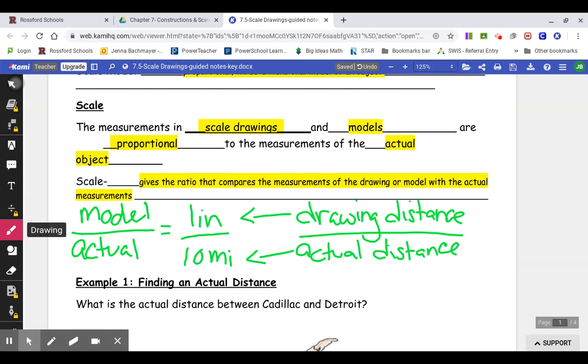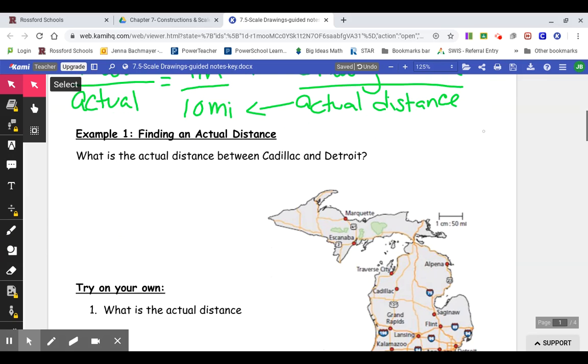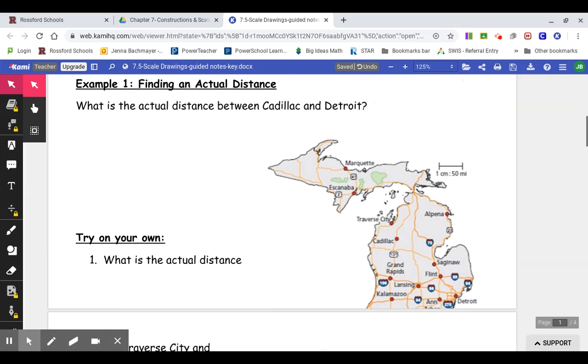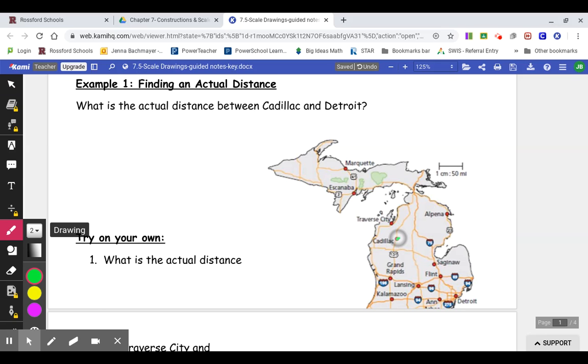Okay, so let's take a look at our first example. We have a map of Michigan, and we are going to find the distances from 2 cities. So we're going to look at Detroit and Cadillac. So Cadillac is here. Detroit is here. So you're going to need to take your ruler and line it up and find out the actual distance from the map, or the drawing distance from the map of that location.